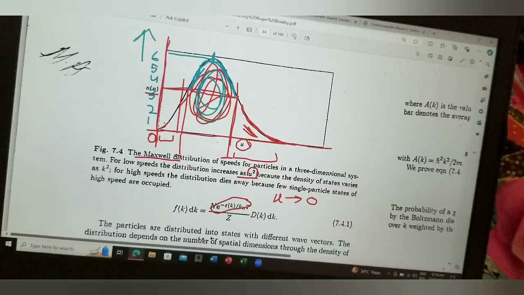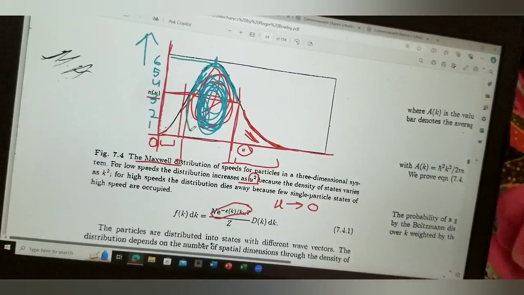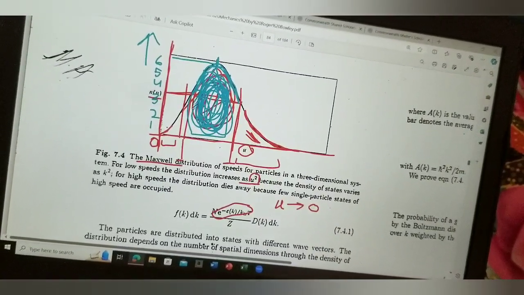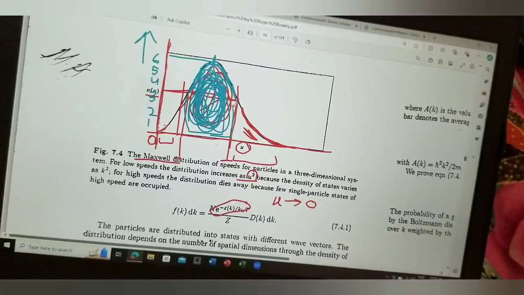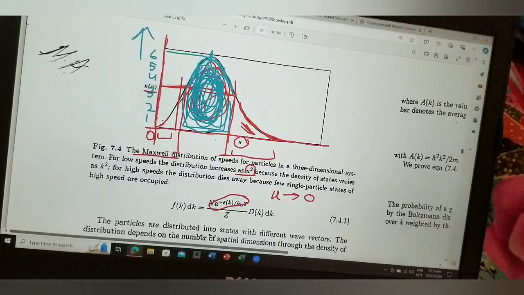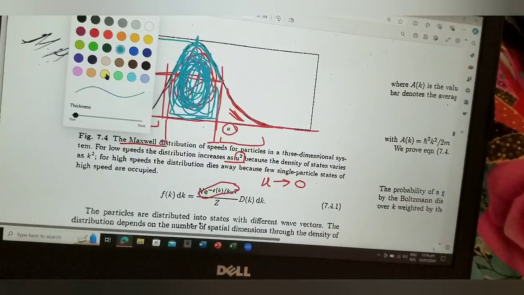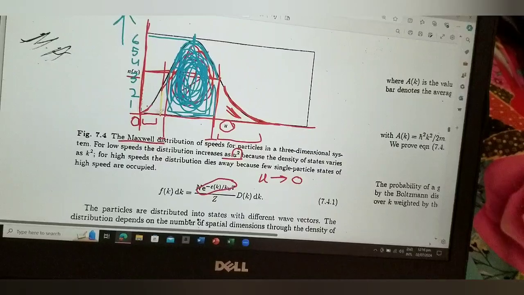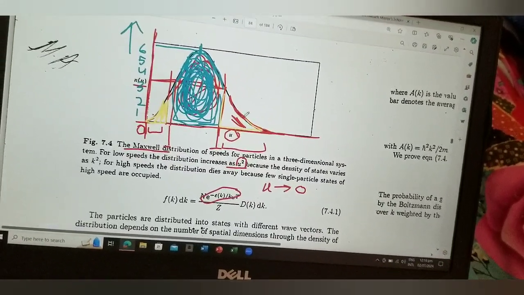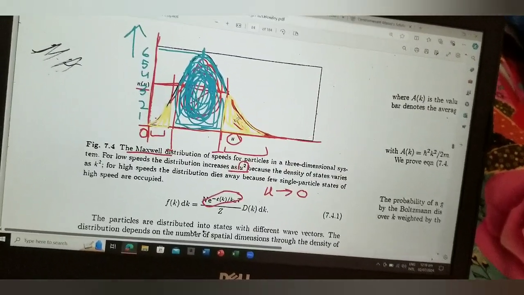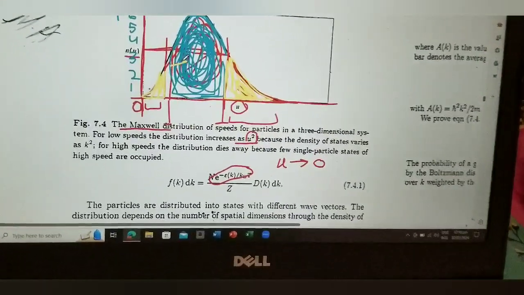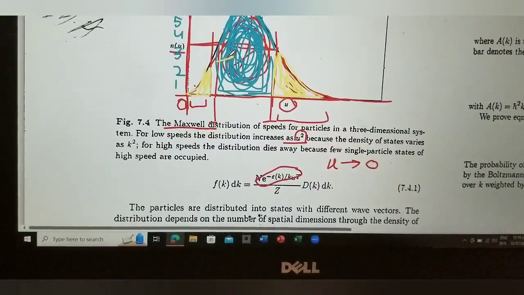You can also tell by seeing that the area under this graph is the largest. If the area under the graph is largest, it means the quantity under study is maximum here. The area here is very small, and this area is very small as well, which shows that very few particles are there. It's maximum here. So this is the graph and how the distribution of speeds looks.